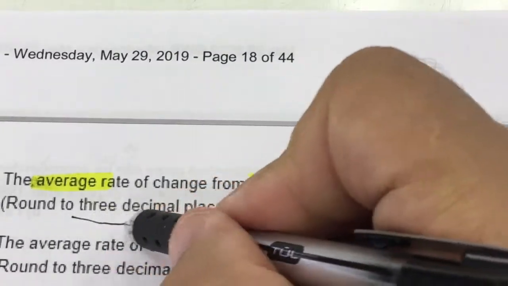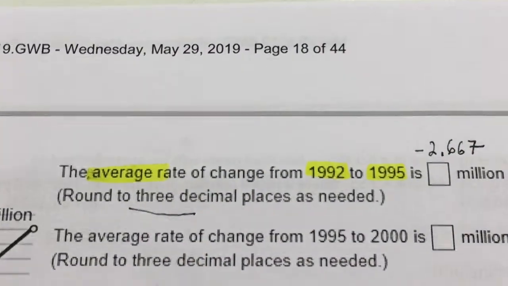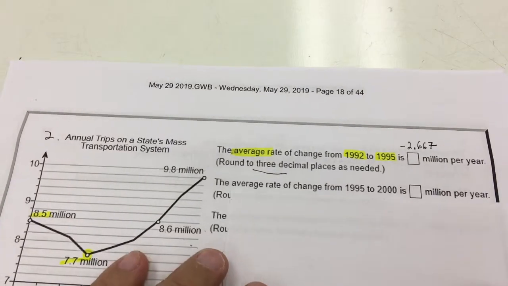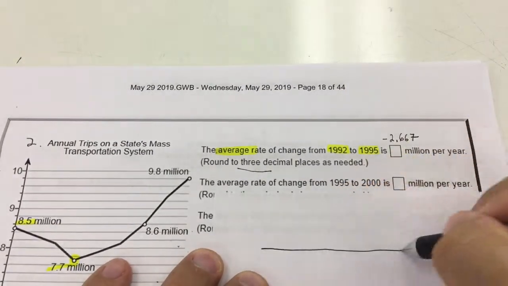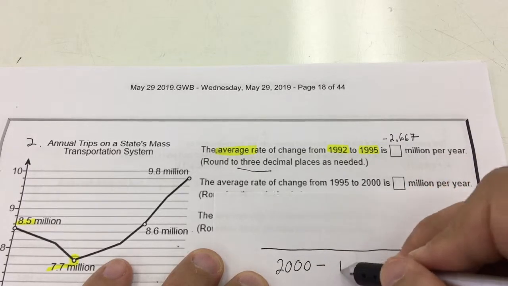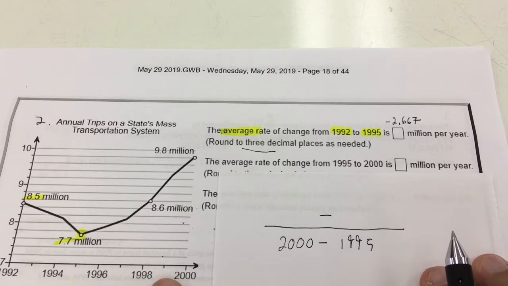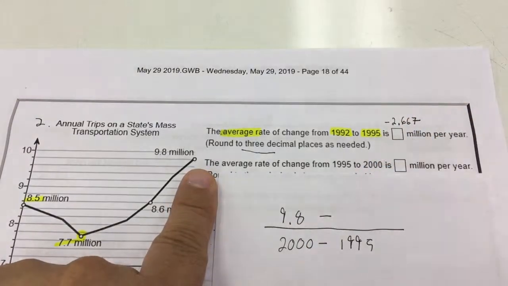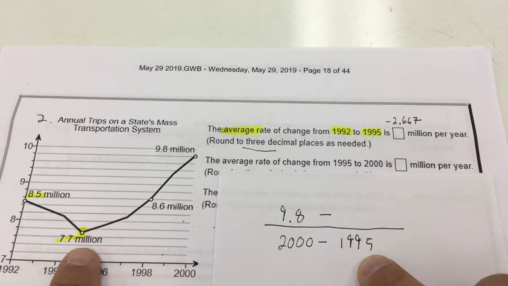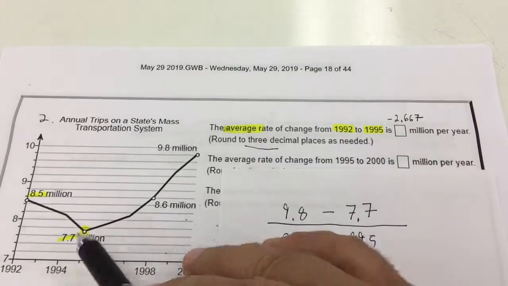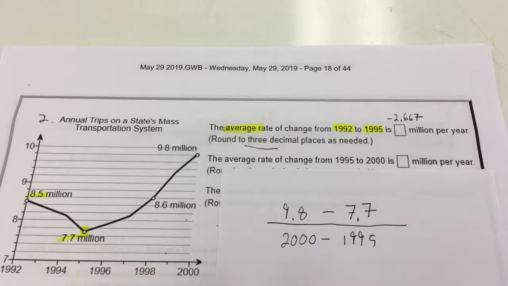And if I round to 3 places, that's going to be negative 2.66 rep per 10. Average rate of change from 1995 to 2000. So the bottom part is going to be 2000 minus 1995. The top part, at the year 2000, it's 9.8 million. At the year 1995, we already knew that one was 7.7 million. Notice, that's going to be a positive slope. Going from there to there, I'm going uphill, so it should be a positive number.